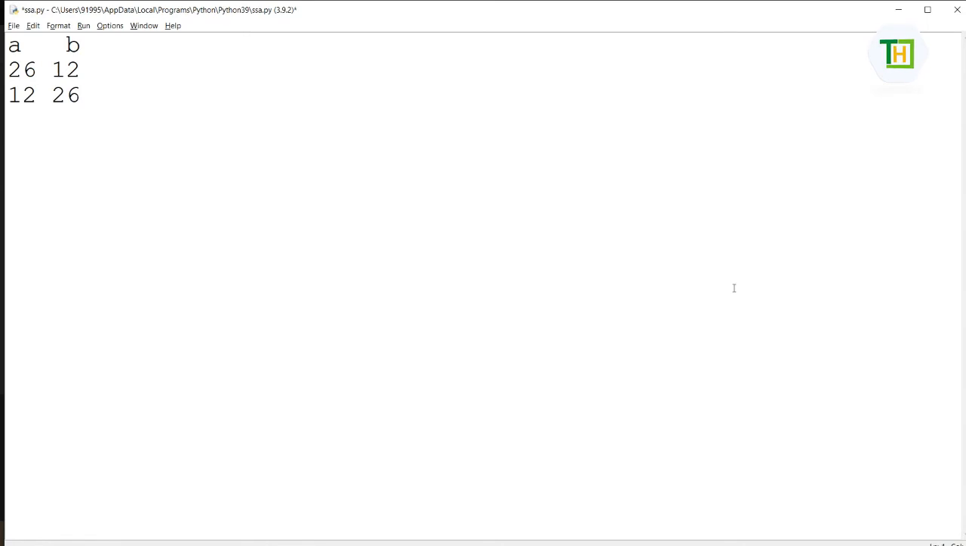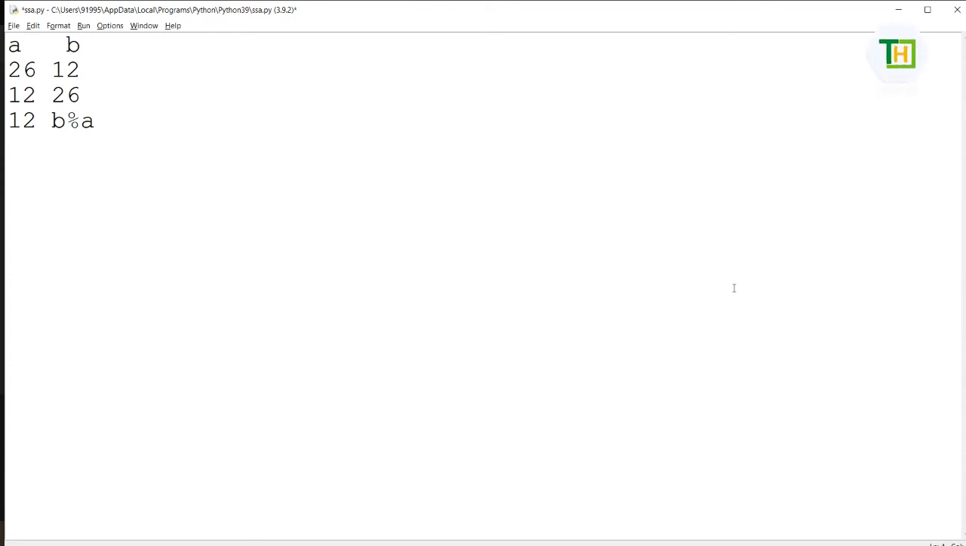Now this is the A and B value. I'm not making any changes in A. A is 12 only, and then B becomes B mod A. What is the remainder going to be here?